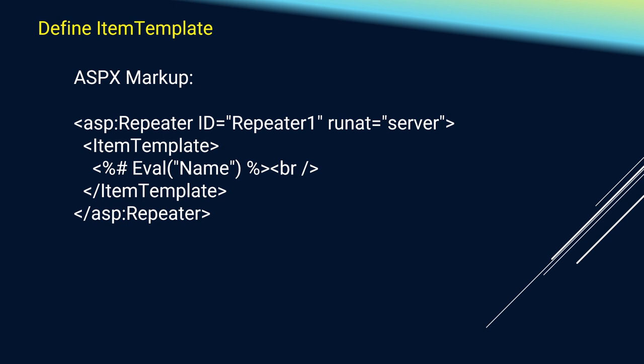Now switch to source view. Inside the repeater tag, define the ItemTemplate. This template tells ASP.NET how to display each record. Use Eval of column name inside <%# %> symbols like this to show data from your data source.